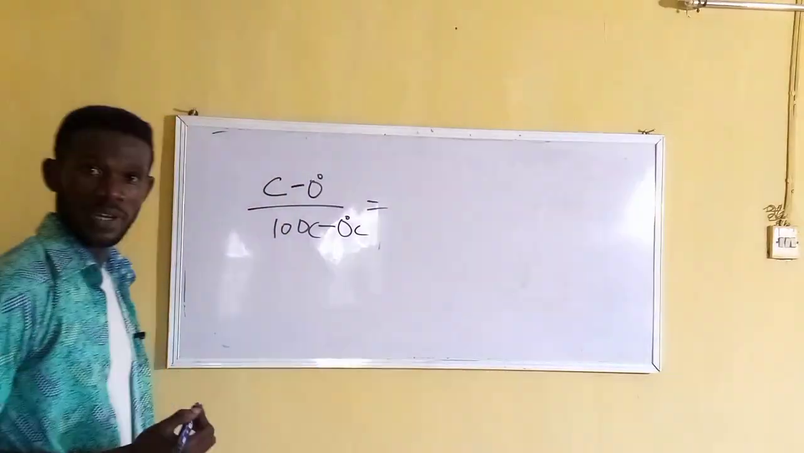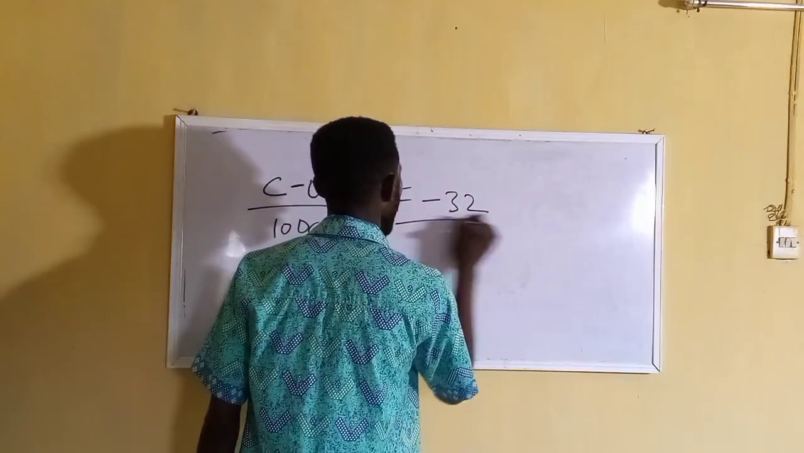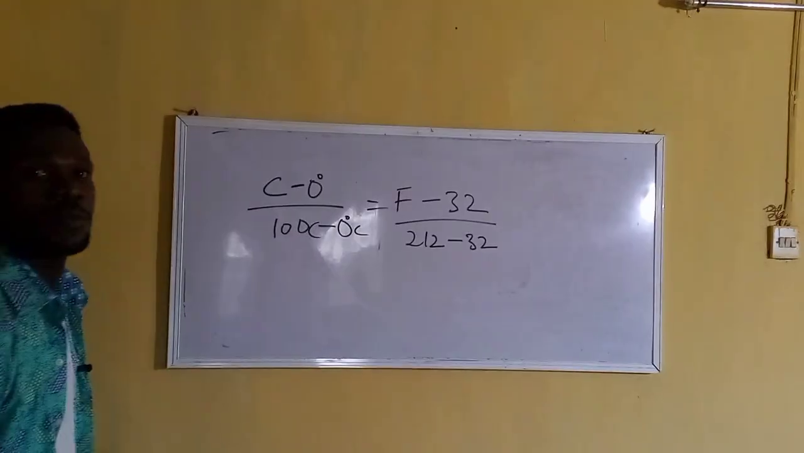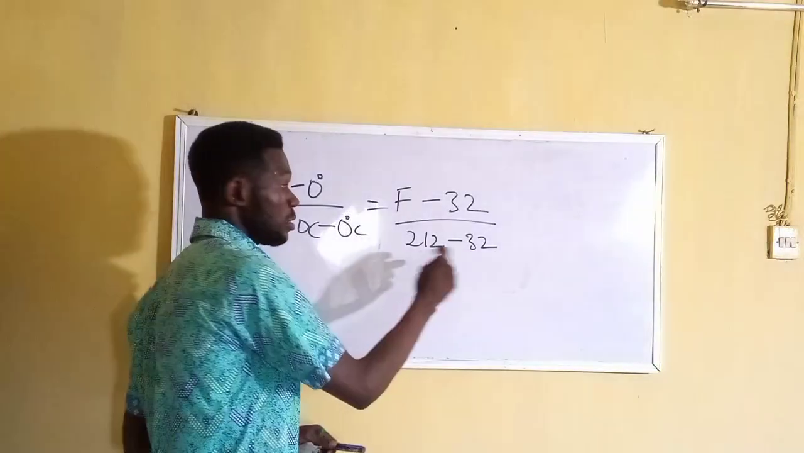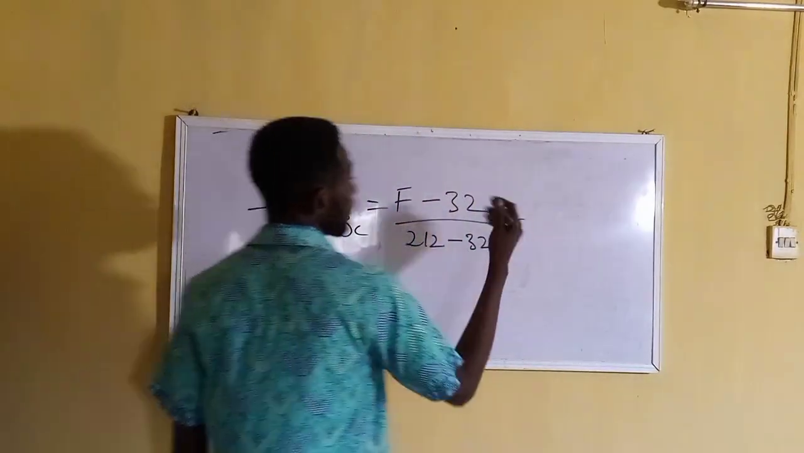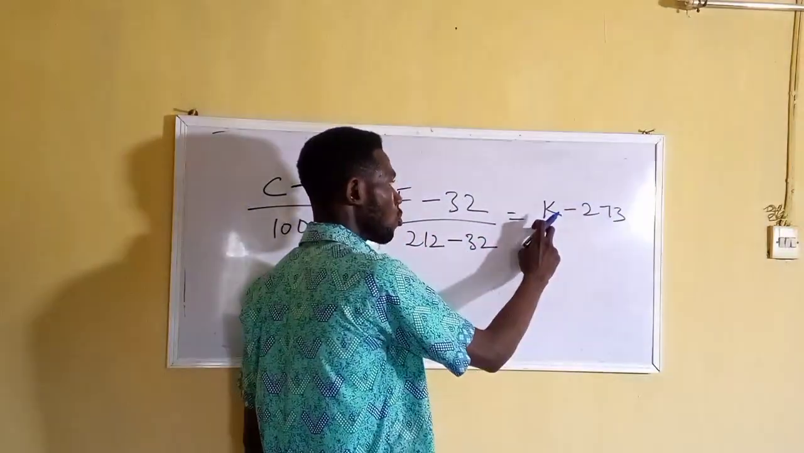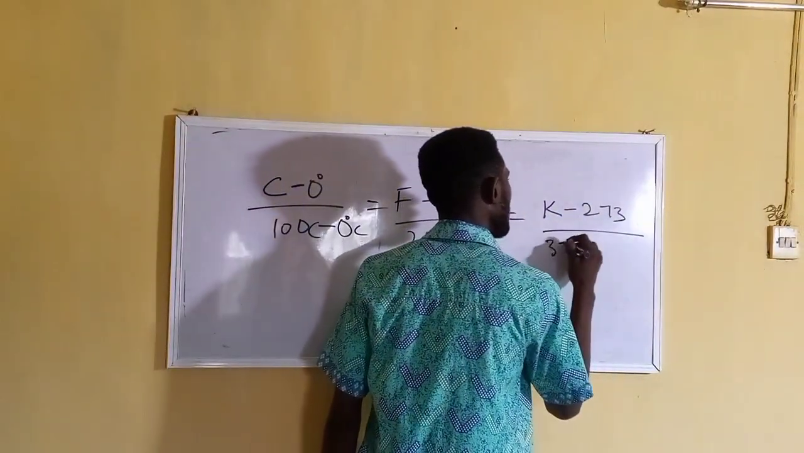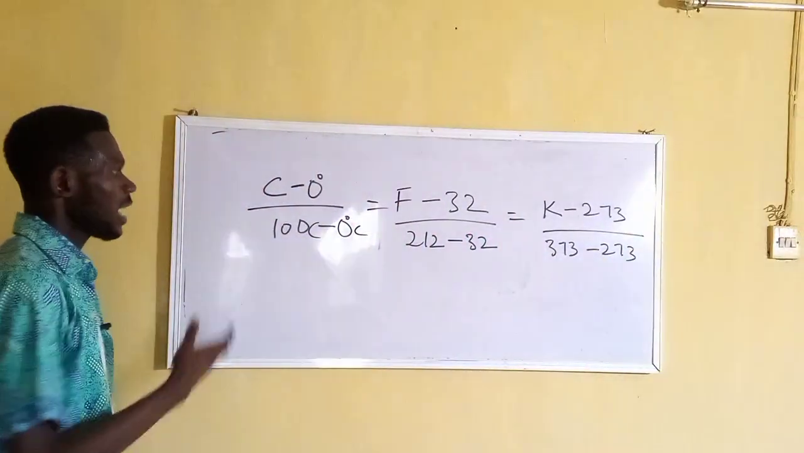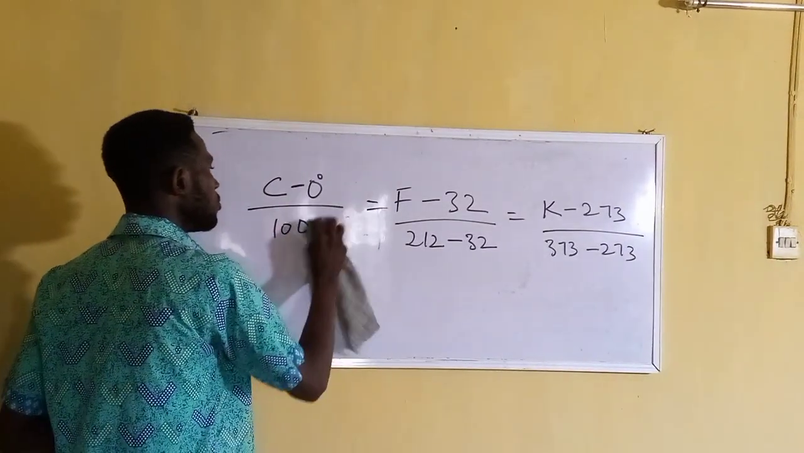If you want to find the equivalent in Fahrenheit, you have F minus 32 over 212 minus 32. This is the scale interval because this is the upper fixed point and this is the lower fixed point. For the Kelvin scale, you have K minus 273, that is the one you are to convert to, over 373 minus 273. If we carry out this subtraction, 100 minus 0 will give you 100.